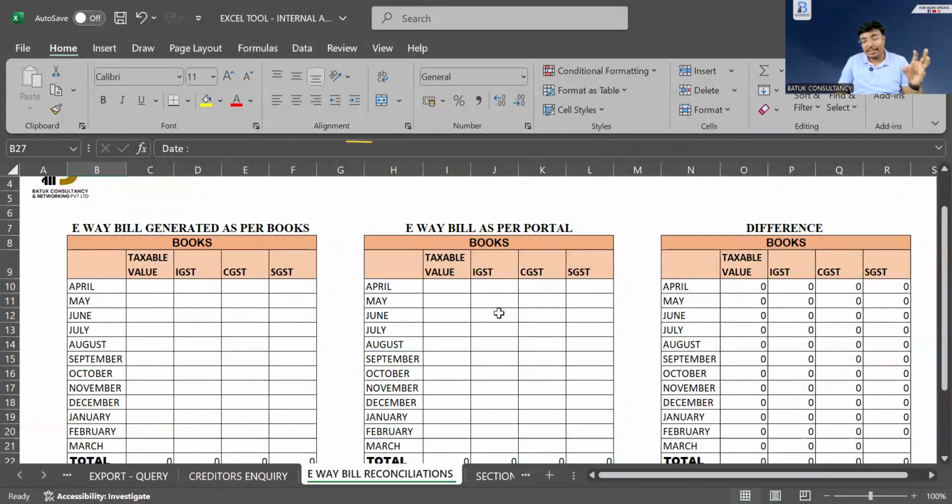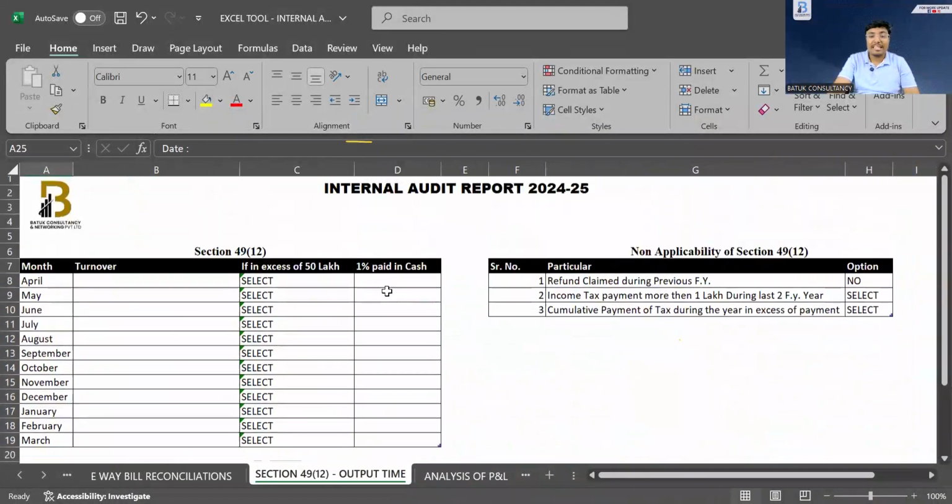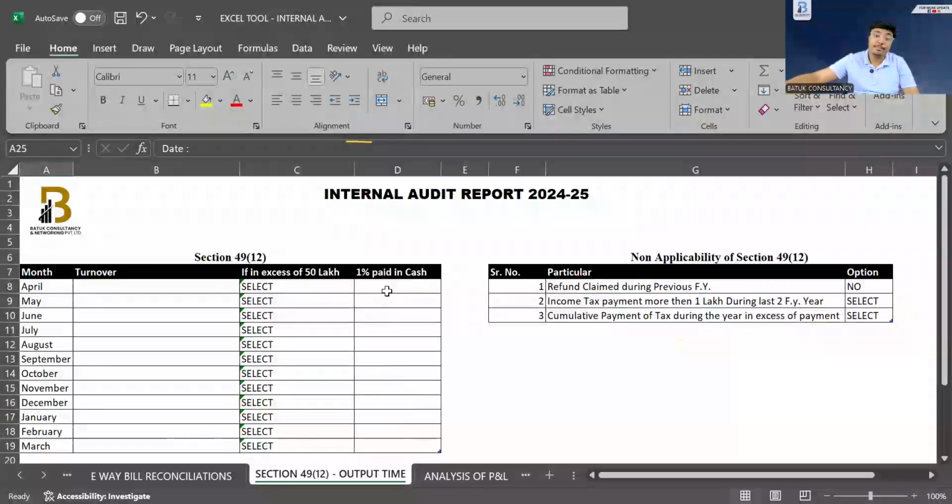The e-way bill generated as per books of accounts and the e-way bill as per the GST common portal, we just need to check the reconciliation. Section 122(1)(xiii), sir, a very specific section.